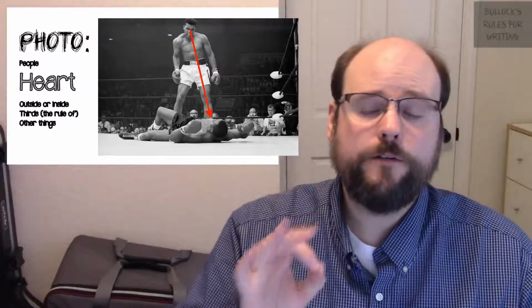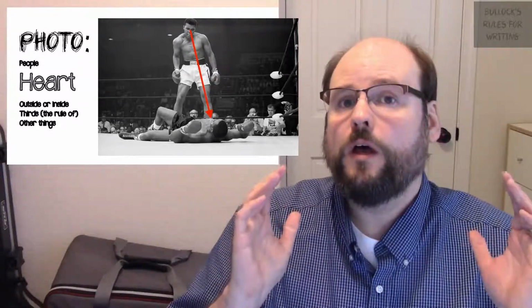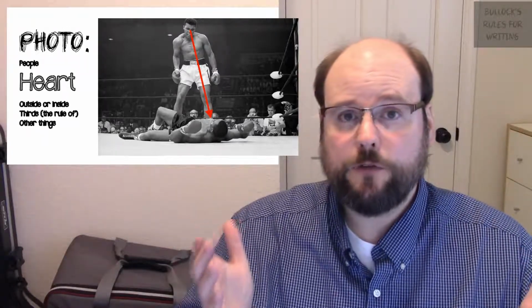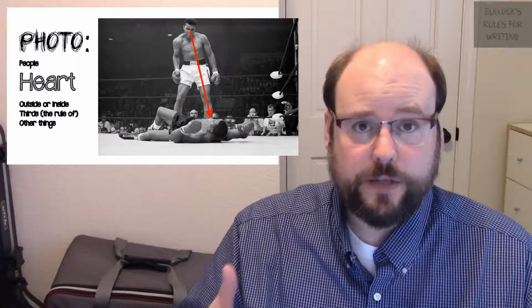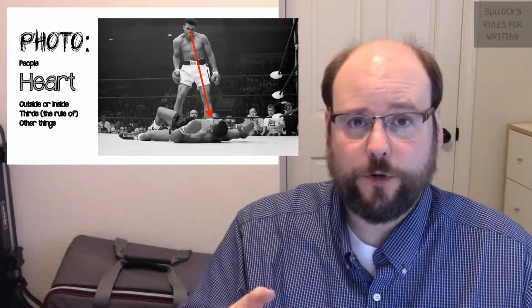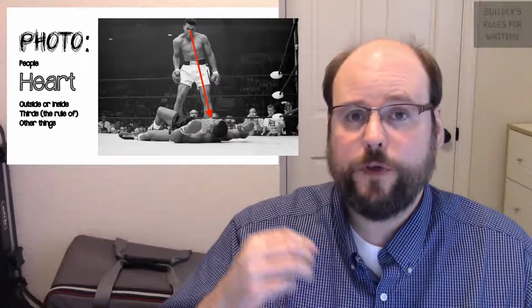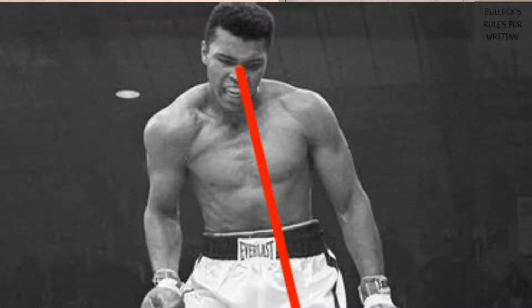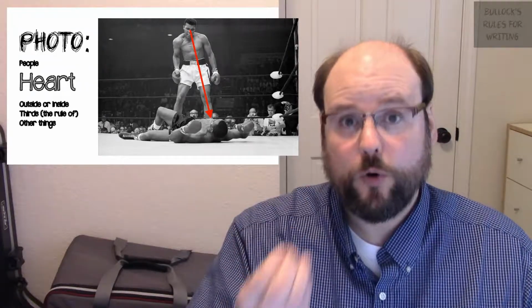H is for heart, the heart of the photograph. And that doesn't necessarily mean center, although often a photographer will try to get the subject of the photograph into the center, but the heart is the most important piece of the photograph. And a good clue, particularly when there are people in the photograph, is to look at the eyeballs of those people. Where are their eyeballs pointing? And that's going to give you a sense of what is important in that photograph.